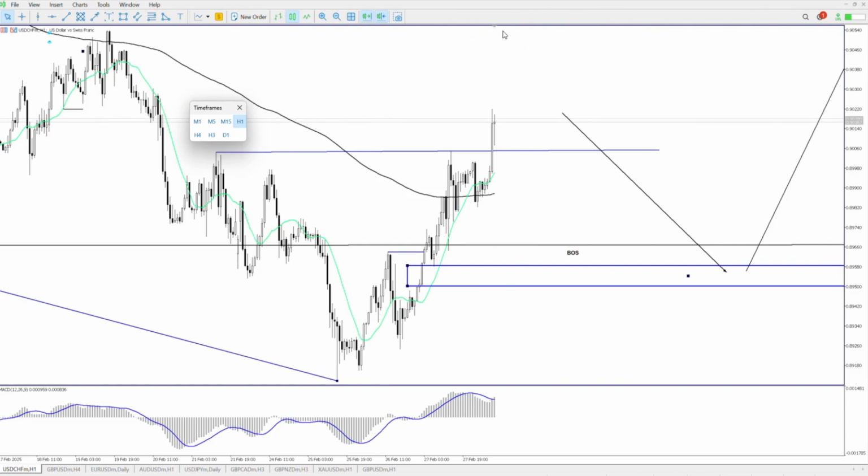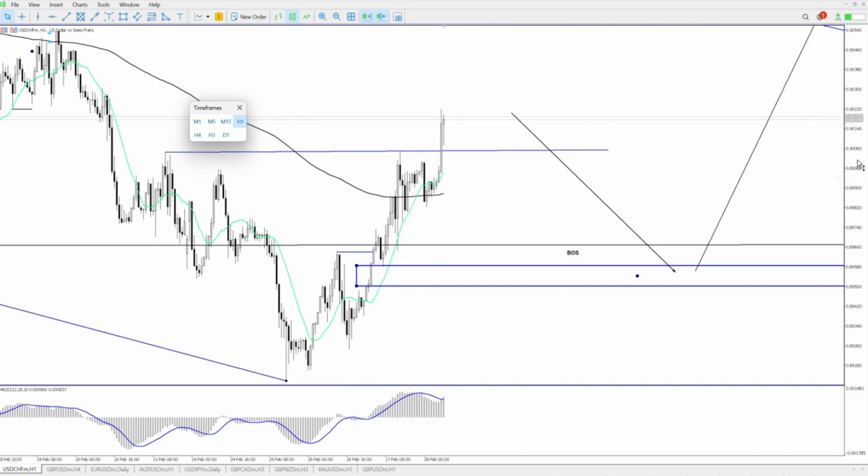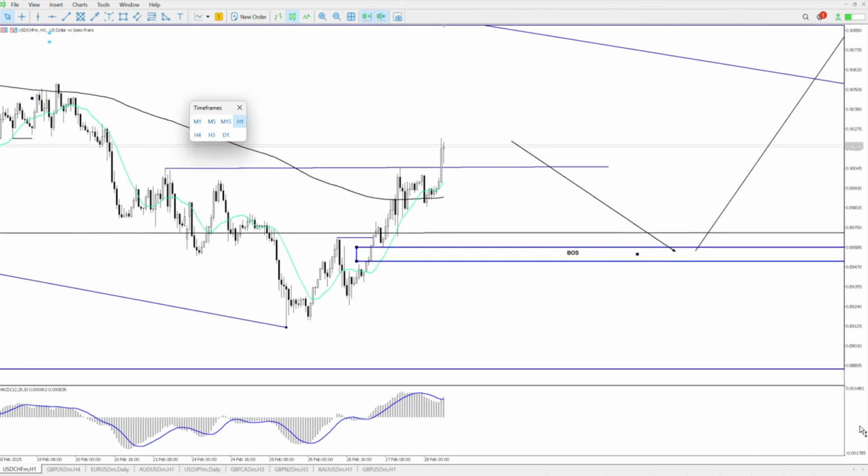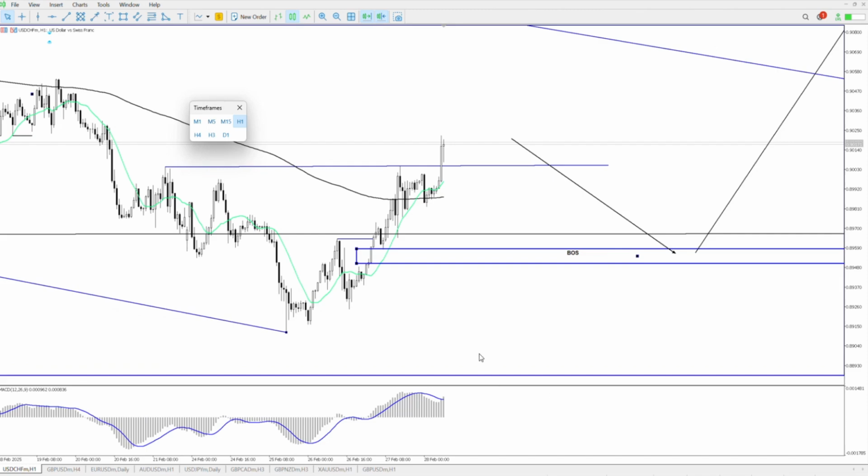So guys, this is the analysis I have. So far we have made analysis on USD, Euro USD, and this is our analysis on USD Swiss franc. This is what we're expecting the market to play out from today till next week, guys.